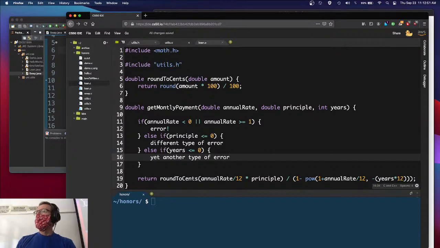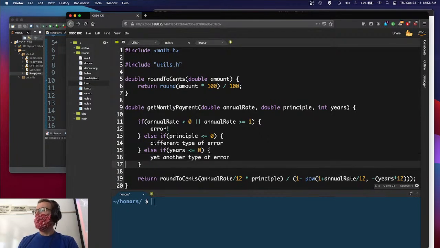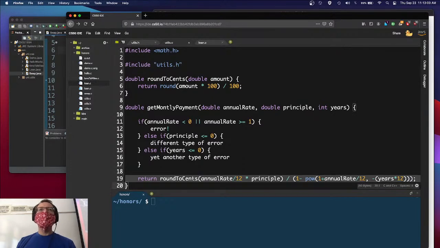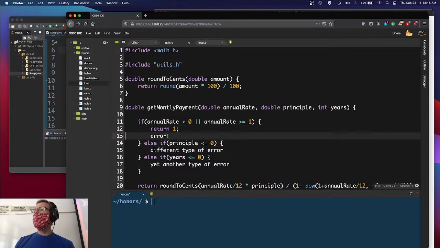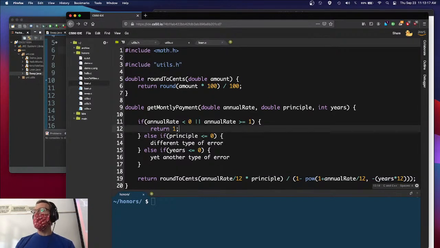So if the years is less than or equal to 0, then it's yet another type of error. Right? That's good enough for now. Otherwise, we'll come down here and compute that monthly payment. Now, how do I communicate back to the calling function that it was this type of error? I'm going to return an error code. Return 1. Error type 1. Now, we'll take care of the fact that this is a mysterious magic number in a second. But if it's a different type of error, should I be returning 1? No, I should really return 2.